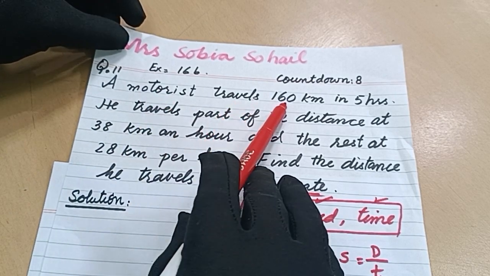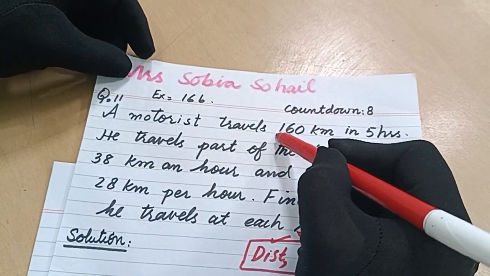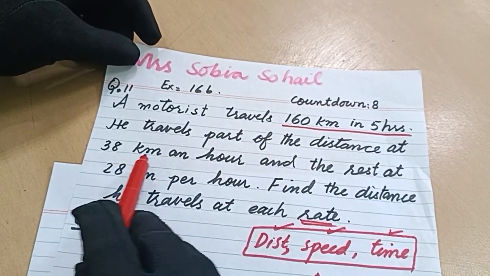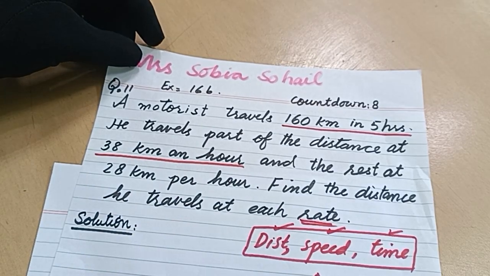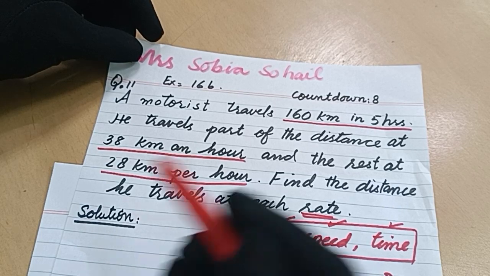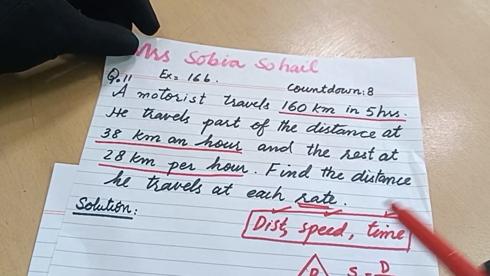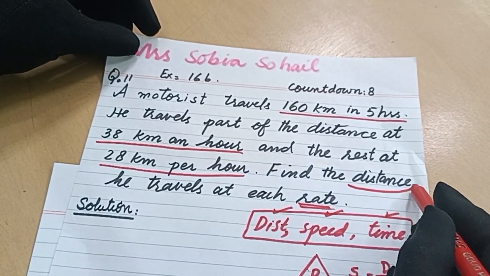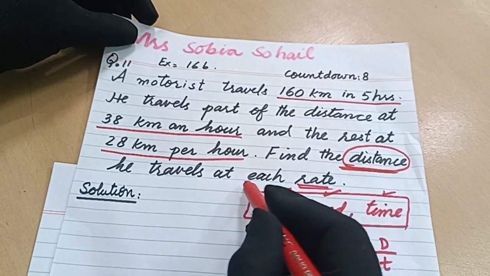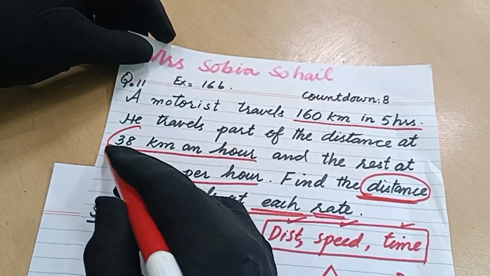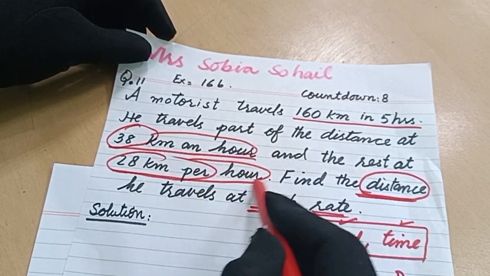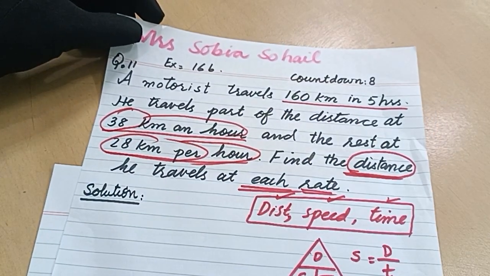A motorist travels 160 kilometers in 5 hours. So this is the distance, in 5 hours. He traveled part of the distance at 38 kilometers an hour, the first speed, and the rest at 28 kilometers per hour, the second speed. Find the distance he traveled at each rate. So the most important thing is we have to find out the distance traveled at each rate, meaning the first rate and the second rate. Rate means speed with respect to time.